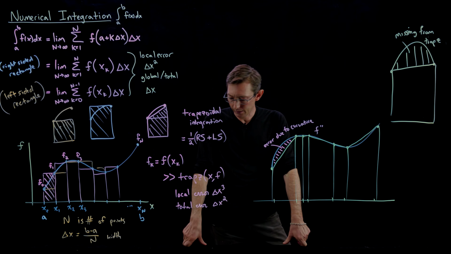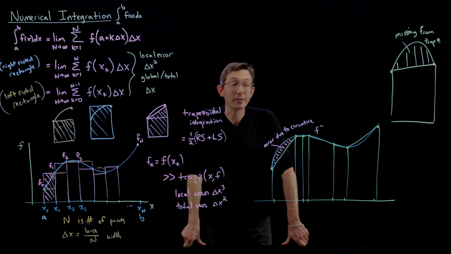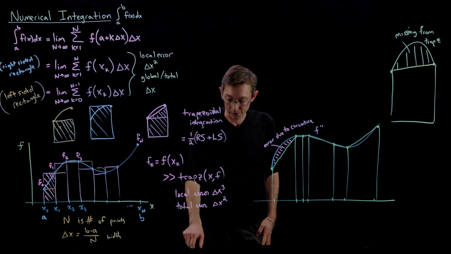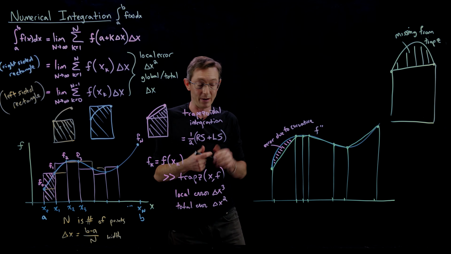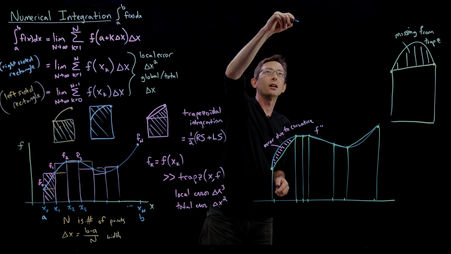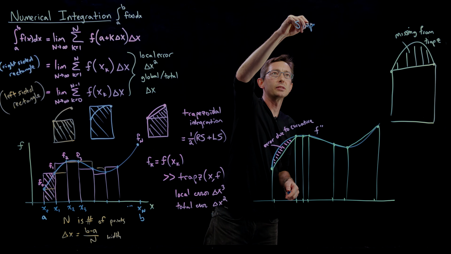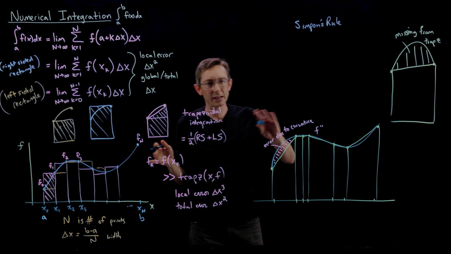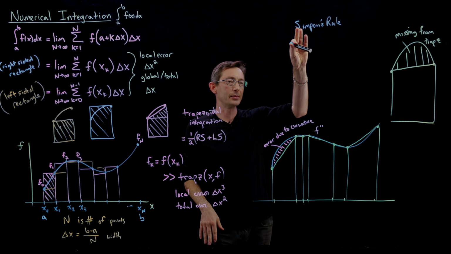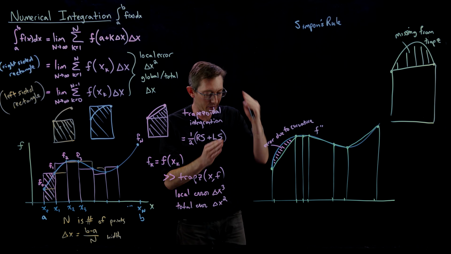Good, what else do I want to tell you? There's a really powerful method called Simpson's rule. Simpson's rule is probably the best easy numerical integration scheme. Under the hood of Simpson's rule, this works if you have 3 data points.